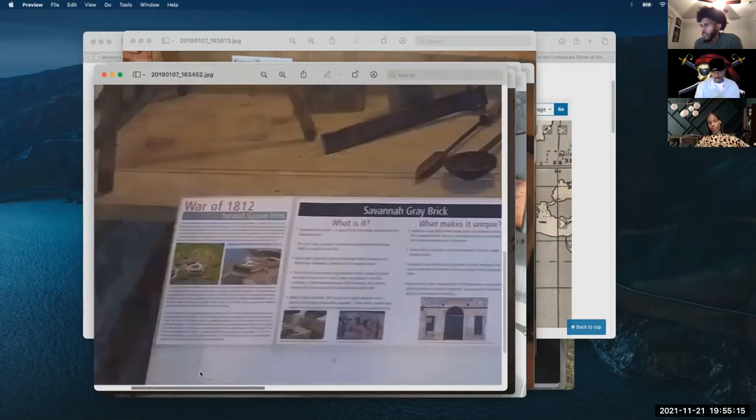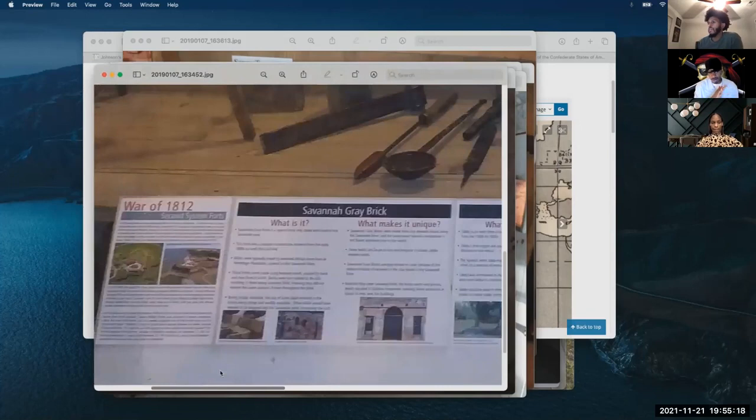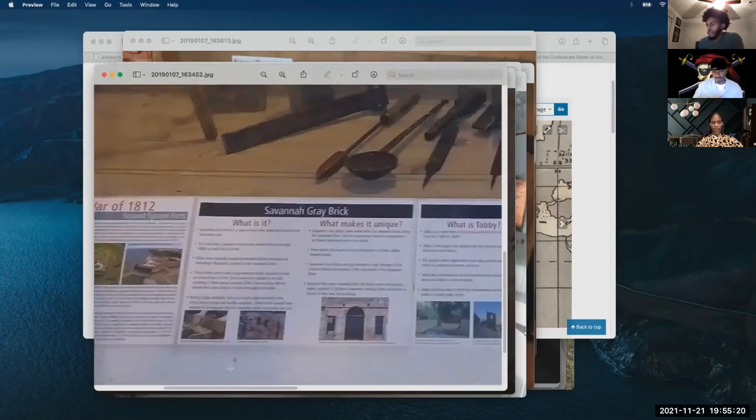Yeah. Now, if you can go, okay, right there where it says Savannah gray brick, there's a great history lesson. If you go to the oldest Black church, which is also in Savannah, areas of Savannah that are built in gray brick, those are the areas that we built.